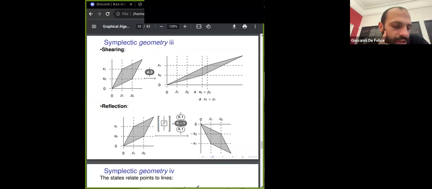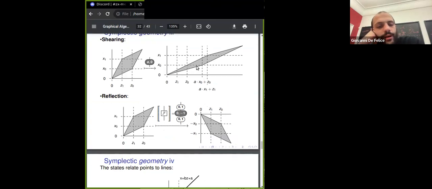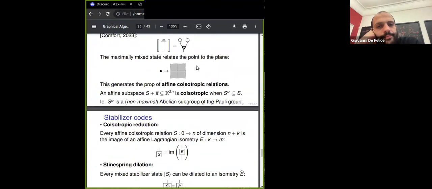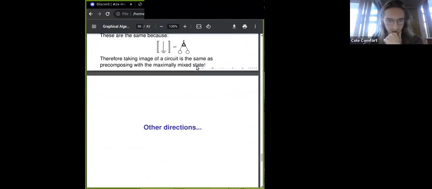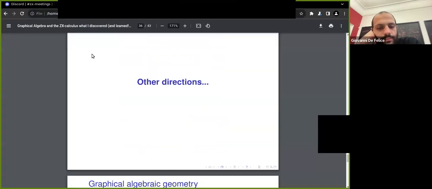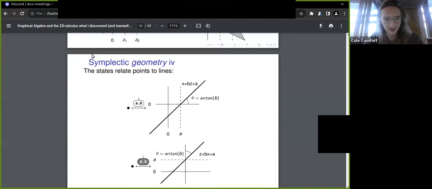I have one last question, maybe. You mentioned application to physics. Have you looked into how this applies to continuous variable photonic stuff, or is it unrelated? Oh yeah, very, very much related.